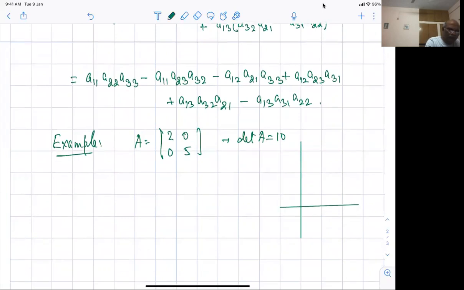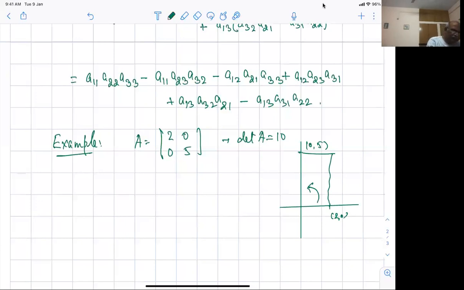So suppose I've got 2, 0 here. This is the point which is 2, 0. This is the point 0, comma 5. So I'm going from here to here, and what I'm getting is I'm looking at this rectangle, area of this rectangle in some sense. All right, you can see that 2 into 5, that is 10, is the area of the rectangle. You can verify that for parallelogram also the same thing happens.